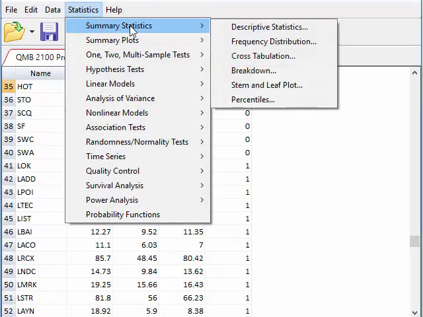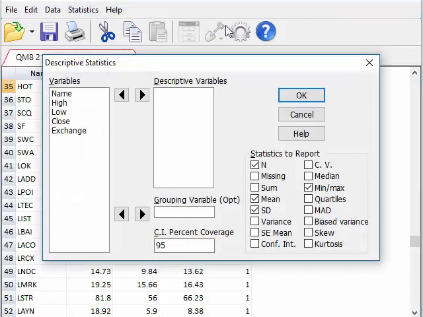So I'm going to go to statistics, summary statistics, and descriptive statistics. I'm going to click on that. We're going to spend a lot of time in this menu. I'm going to choose low. Now I'm using all 65 stocks. All I need is the mean and the standard deviation.